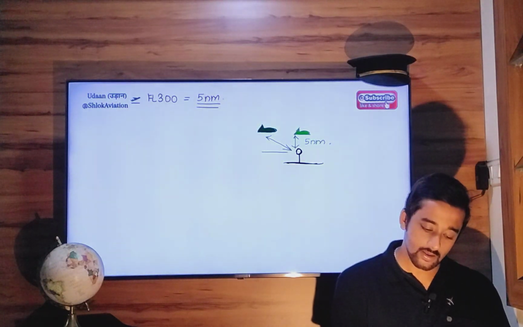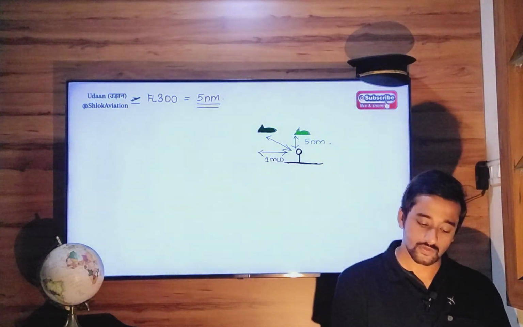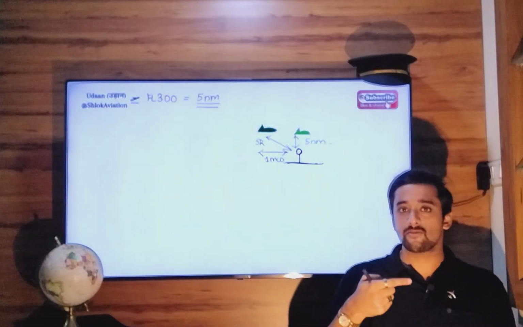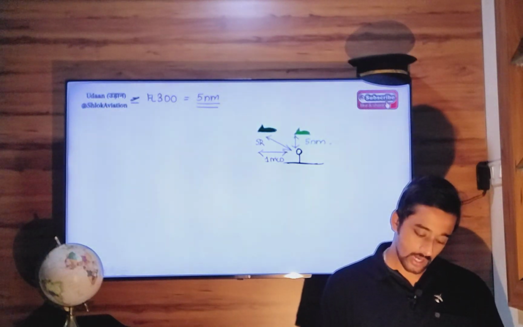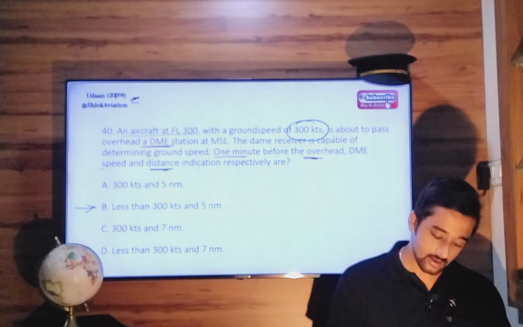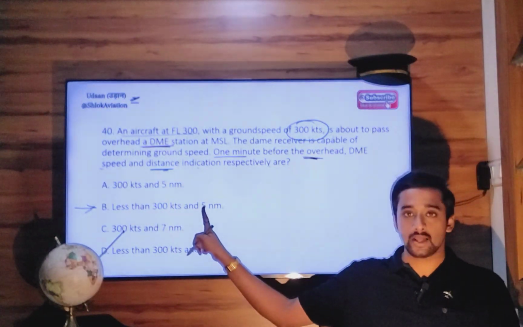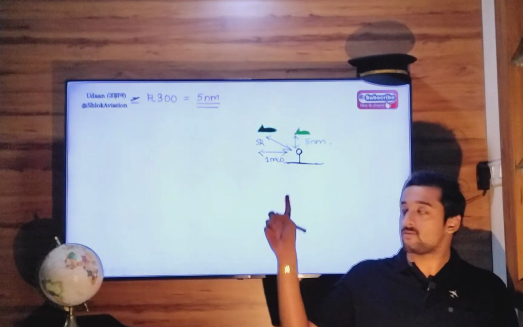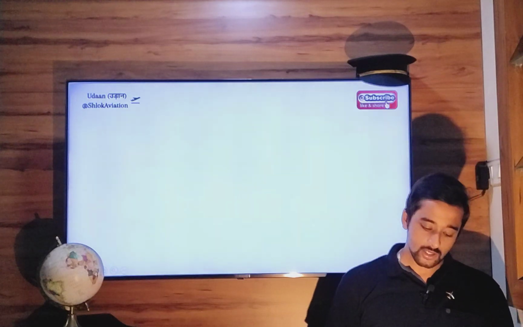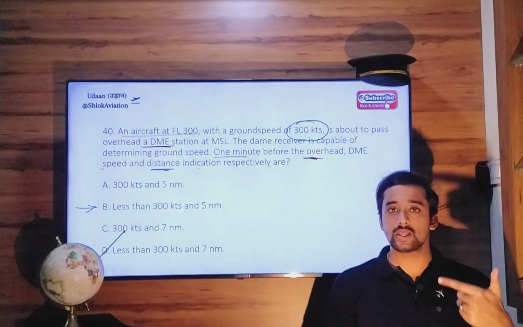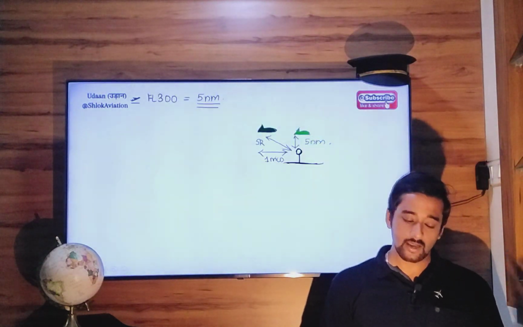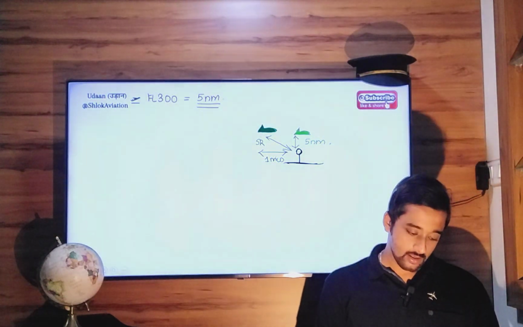So in that case, the slant range will not be equal to 5 nautical miles. Okay, it will be somewhat more than that. So the only suitable option will be option Delta, because option Bravo says 5 miles. 5 miles will only be possible if an aircraft is directly overhead, but in the question it is away from it by 1 minute. So the only option is 7 nautical miles, more than 5 miles. So Delta is the correct option. Whatever theory we have learned, we have to apply it here.